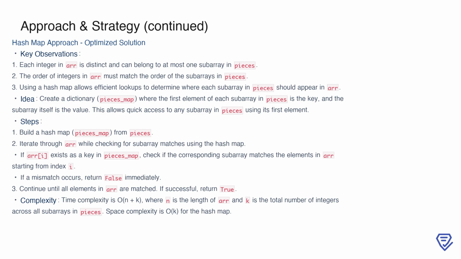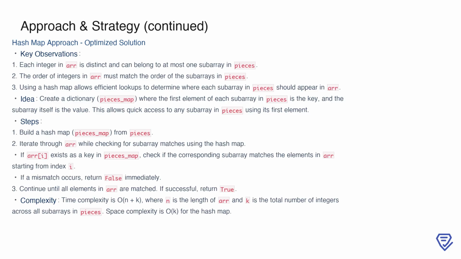The hash map approach is built on a few key observations. First, every integer in ARR is distinct and belongs to at most one subarray in pieces. Second, the order of integers in ARR must align with the order of subarrays from pieces. Using these properties, we can efficiently determine where each subarray in pieces should appear within ARR by leveraging a dictionary for quick lookups. The strategy is to create a hash map, pieces_map, where the key is the first element of each subarray in pieces and the value is the subarray itself.